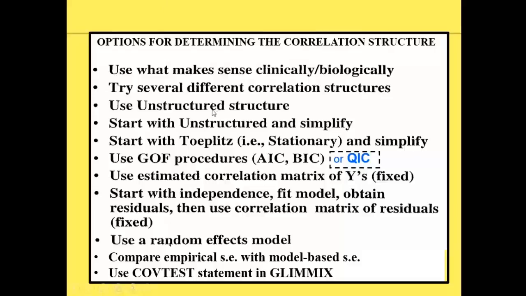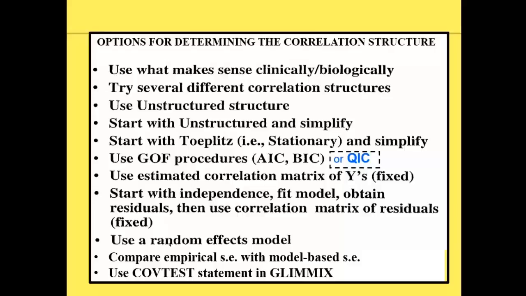Another one is to use unstructured. If you don't know what it is, if you don't have a clue, why don't you start with unstructured? That's another goal. You might think, I don't have a clue what it is, it may make sense to be exchangeable or AR1. Why don't I start with the most complicated one and see what I get? Run unstructured, let the computer estimate the unstructured correlation matrix, and then see what I get. Does it look unstructured? Does it look exchangeable? And maybe change your mind after that. Okay, so that's a third one.